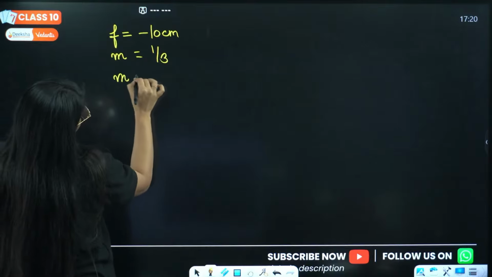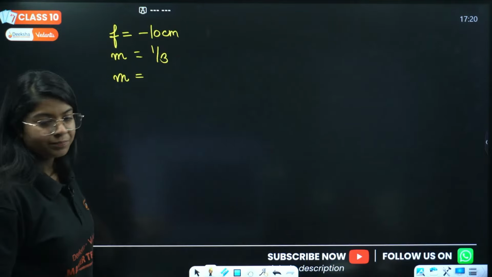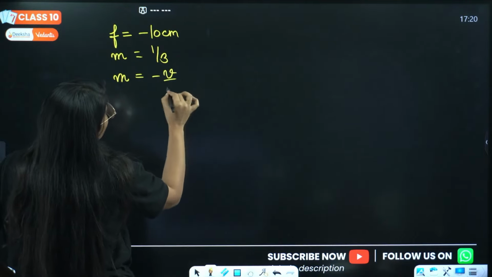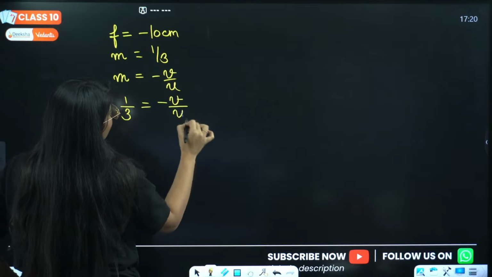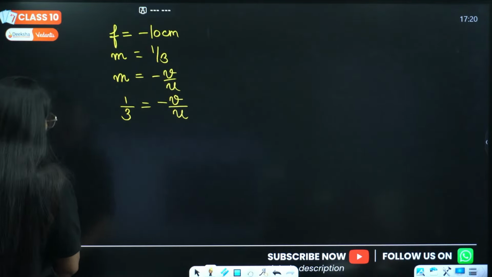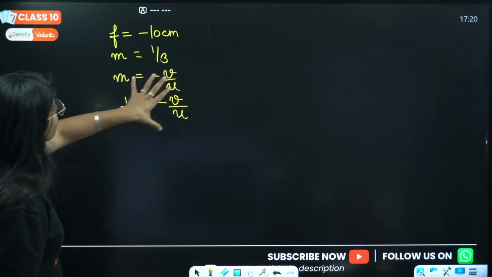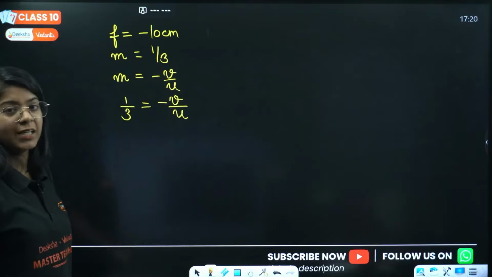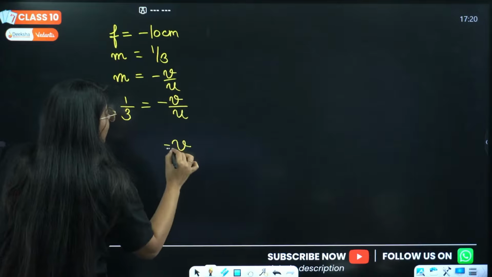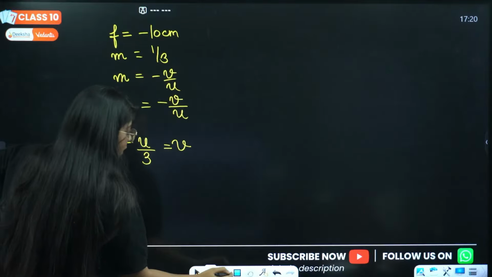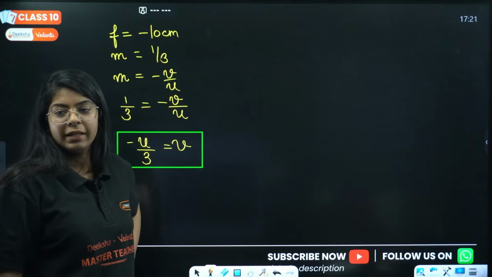So the magnification formula is what? See, here is where we use a little bit of brain. Hi Vedant, hello everyone. So minus v by u is the magnification, right? So this is 1 by 3 and minus v by u. From here we have to find the object distance, so we will convert this magnification in the form of object distance. Very carefully study this. We'll take v equals minus u by 3. Understood? Till here we took v equals minus u by 3, right?